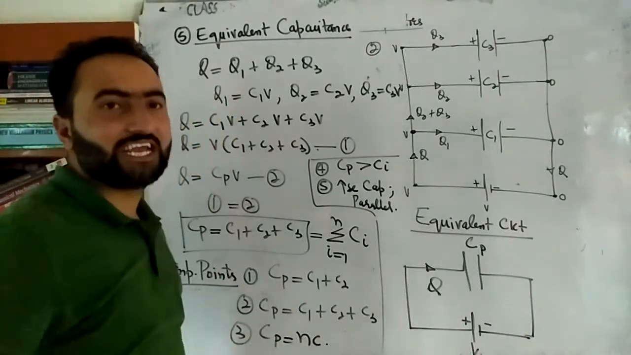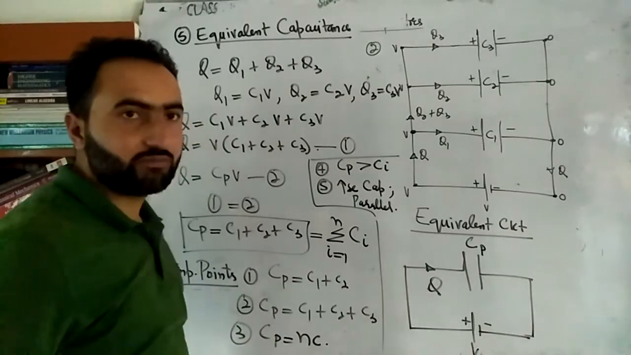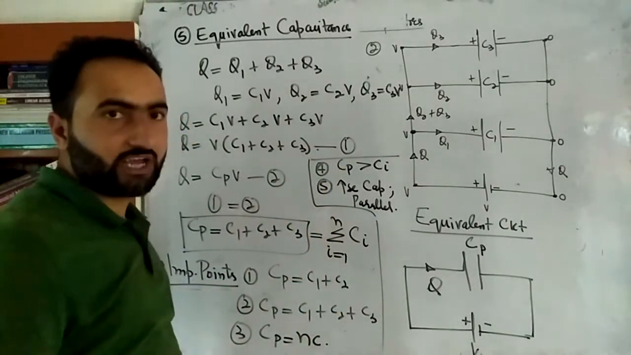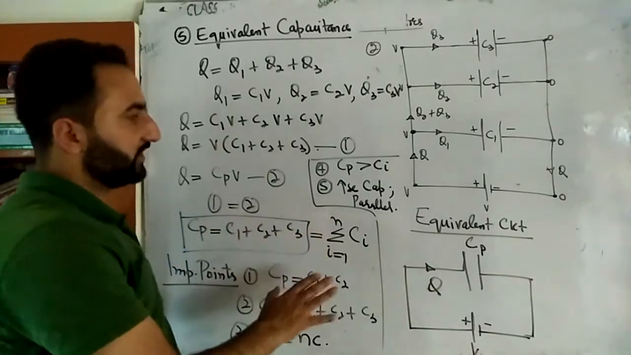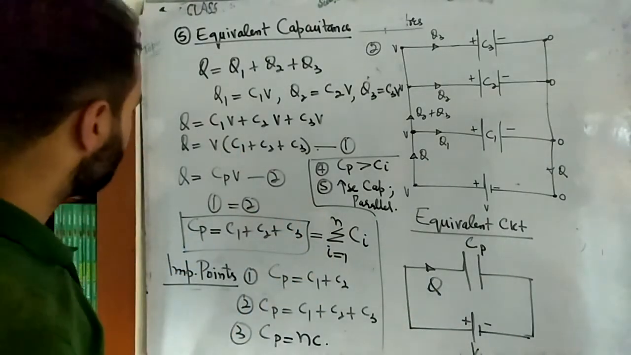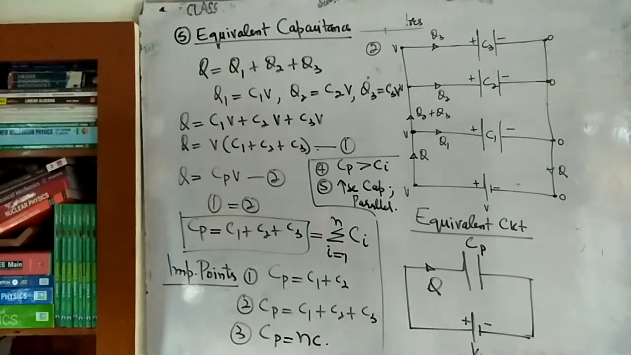Then if there are n identical capacitances, then Cp will be equal to n times C, and if you want to increase the capacitance, connect them in parallel. So pause the screen and write it down. I am sure you understood this proof. Pause the screen, write it down.